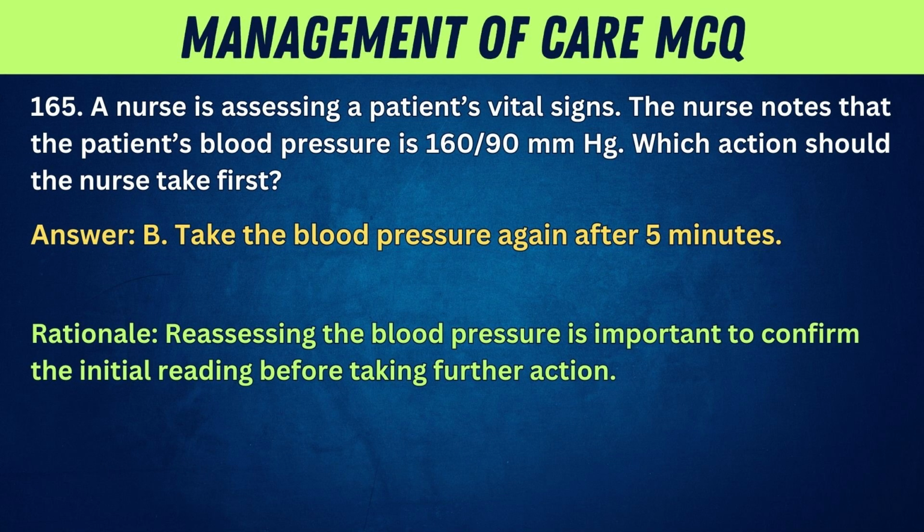Answer. B. Take the blood pressure again after 5 minutes. Rationale. Reassessing the blood pressure is important to confirm the initial reading before taking further action.